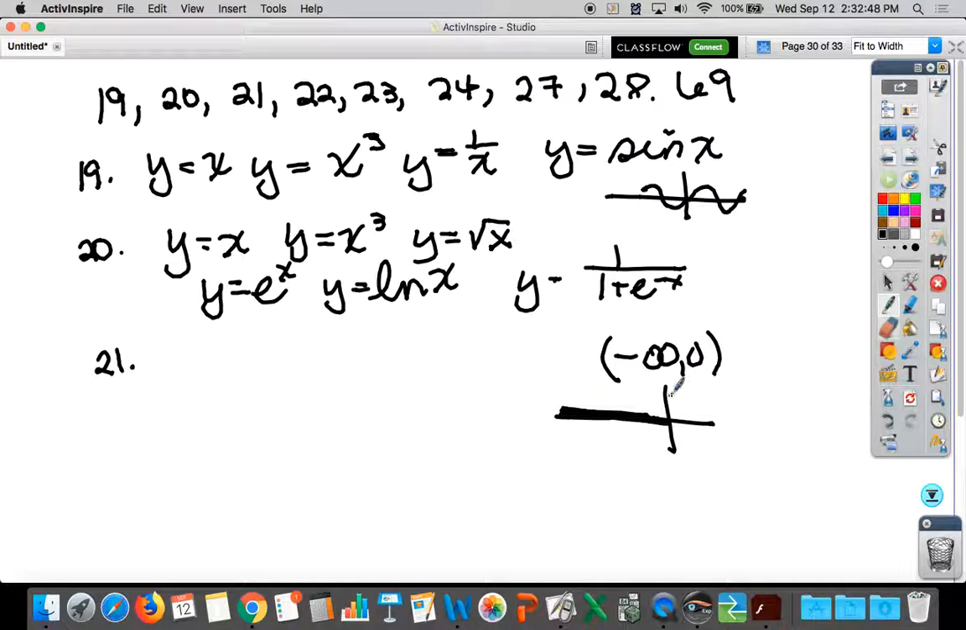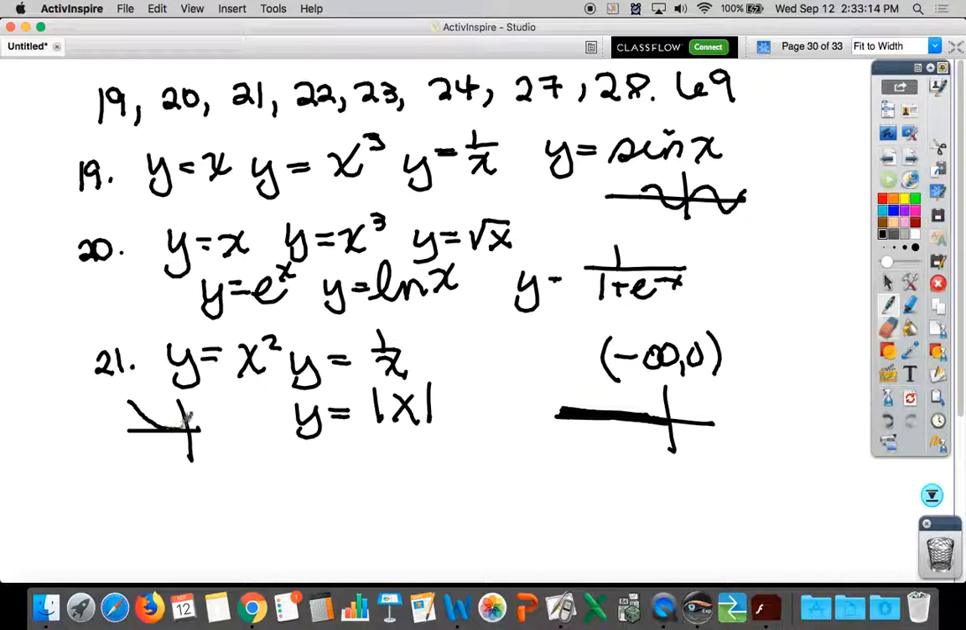So it says, number 21, the three functions that are decreasing in this section, going down in this section. So that would be y equals x squared, y equals 1 over x, and y equals absolute value of x. Right here going down, right here going down, and right here going down. From negative infinity to 0, it's decreasing, going down. Okay?